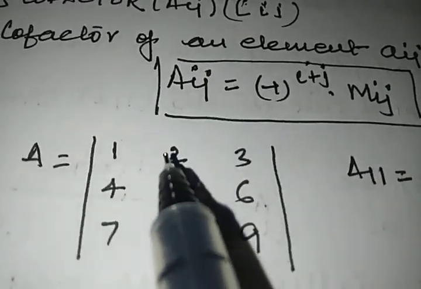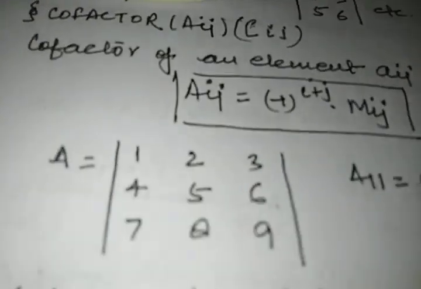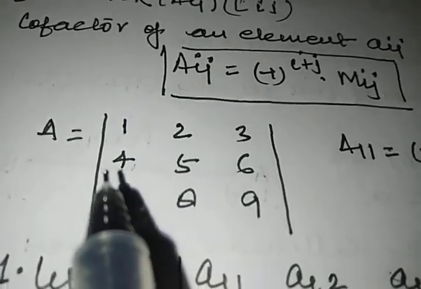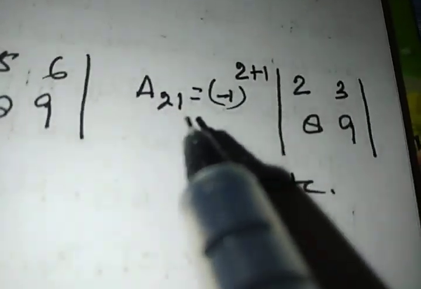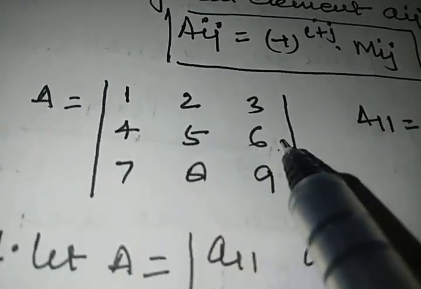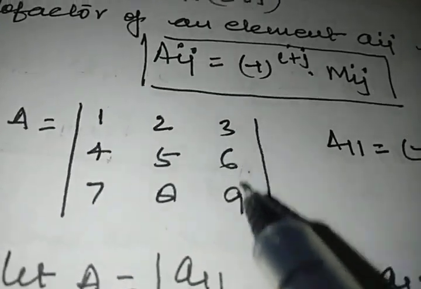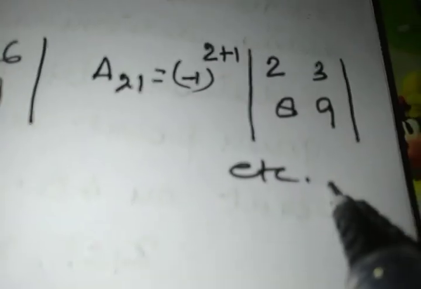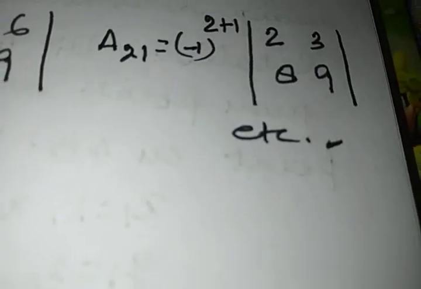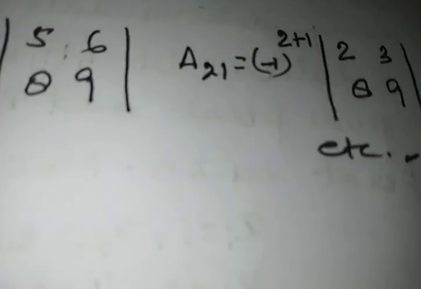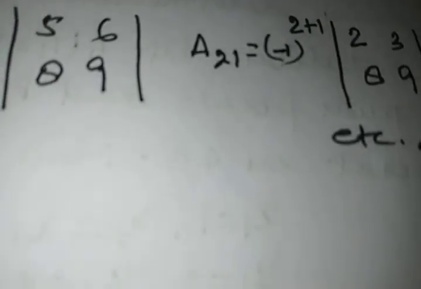Now come to A12. Sorry, this is A21. So A21 will be 4, and this will carry a negative sign. So A21 will be minus 1 to the power, here I is 2, J is 1, 2 plus 1, 3. This is minus. And for this we have to hide this, so we are left with 2, 8, 3, 9. Like this we have to find the cofactors. Only if you put the sign across the minors of the element, it becomes the cofactor.